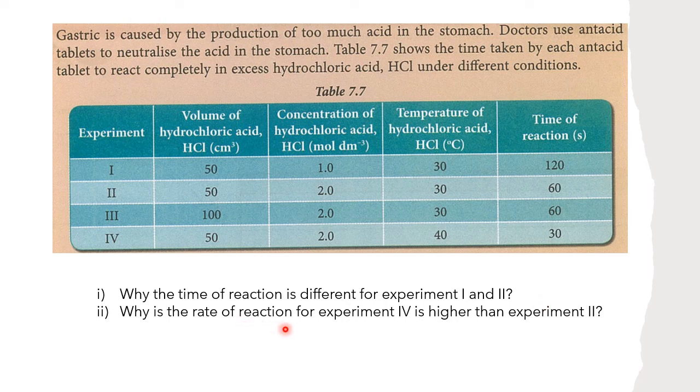Okay, why is the rate of reaction for experiment 4 higher than experiment 2? Okay, experiment 4, experiment 2. Alright, time taken for experiment 2 to complete is 60, which is longer than experiment 4, which takes only 30 seconds. So kita tengok apa yang berbeza. Volume of hydrochloric acid sama, concentration of hydrochloric acid sama. Temperature used in experiment 2 is 30, but temperature used in experiment 4 is 40. So therefore, kat sini reasonnya because experiment 4 uses higher temperature as compared to experiment 2.